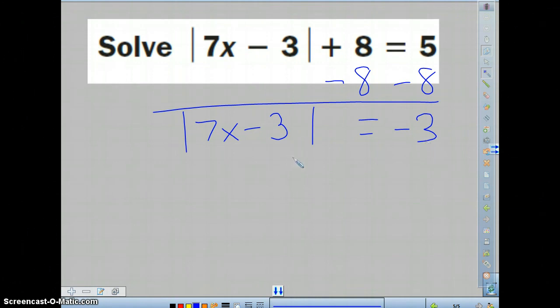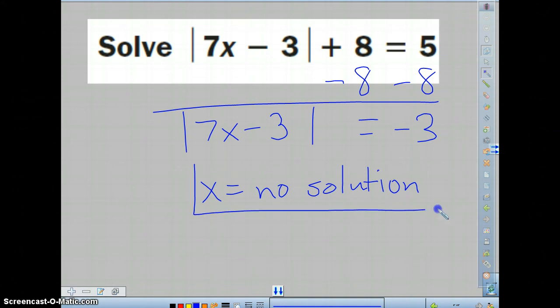Right now you should see that something here isn't going to work. And what is that? Well, absolute value is never going to be a negative. You cannot have a negative come out of that, but you can have positives. But if my answer is a -3, I can't work. So x equals no solution. There is no number that we can put in that will actually cause that to be a -3 right there. So remember, if you've simplified it down and moved everything over and it's a negative number, it's going to be no solution.